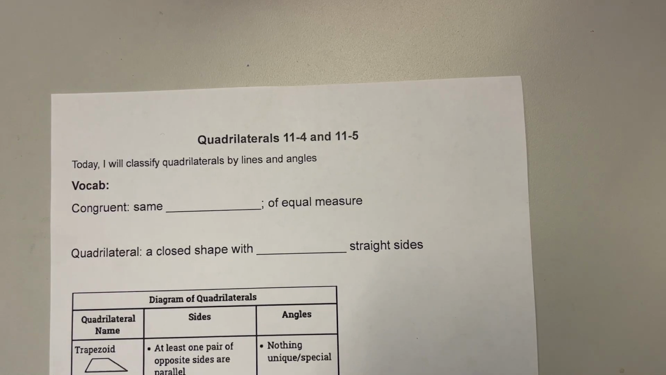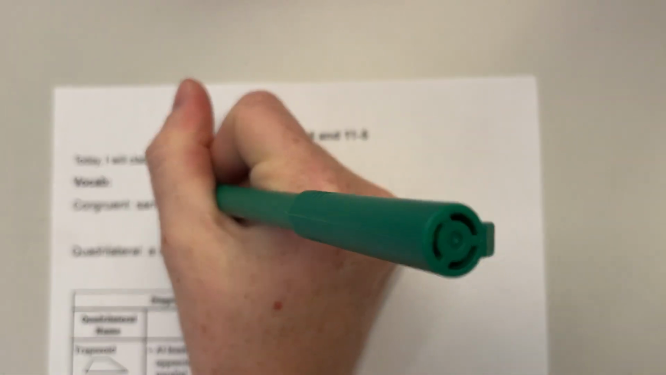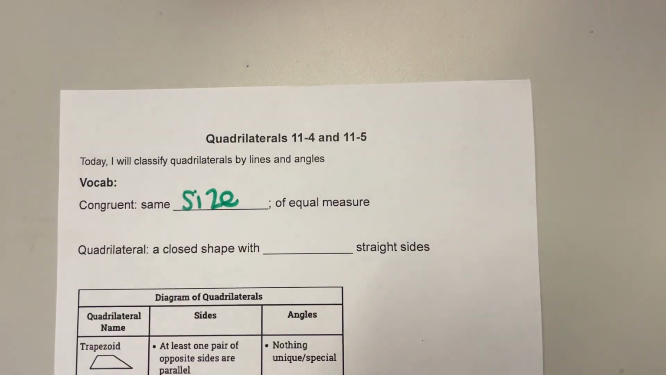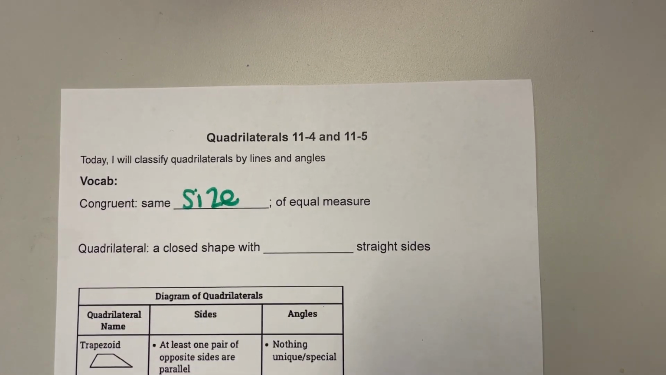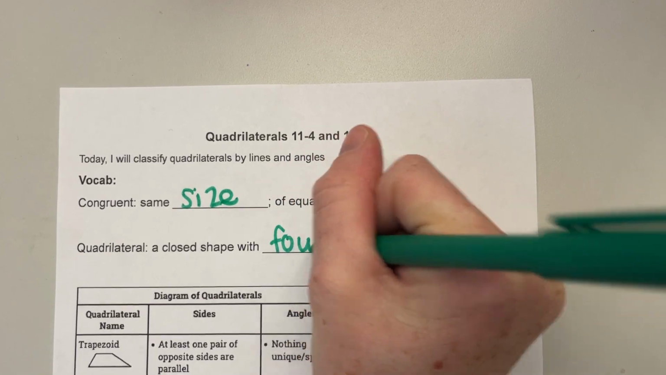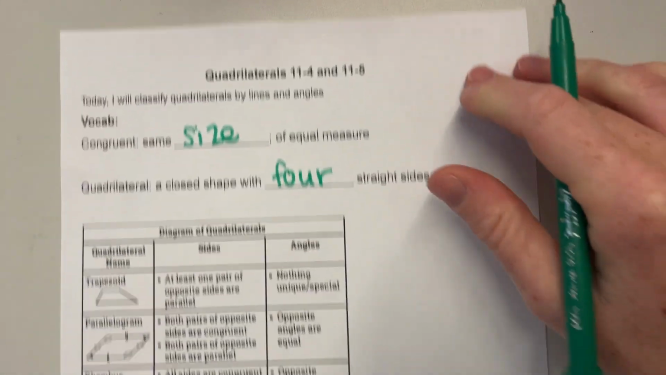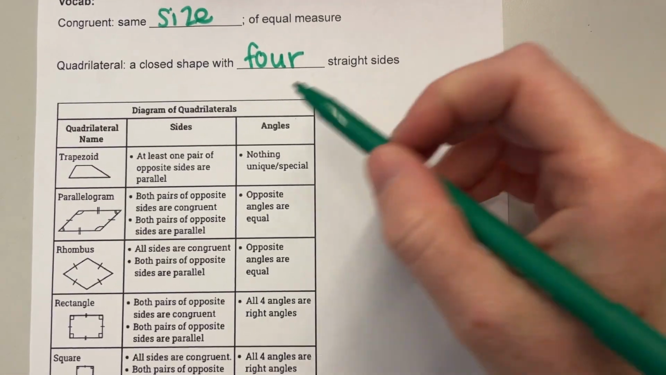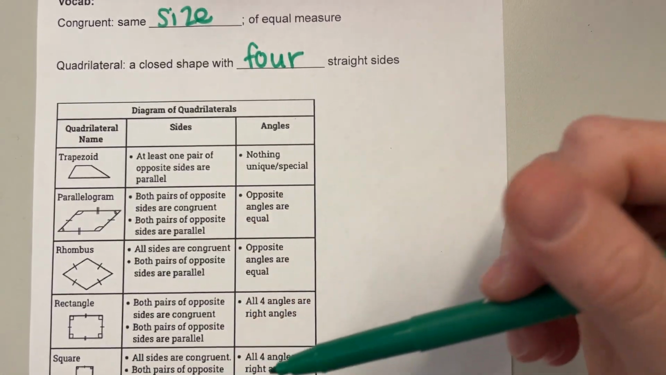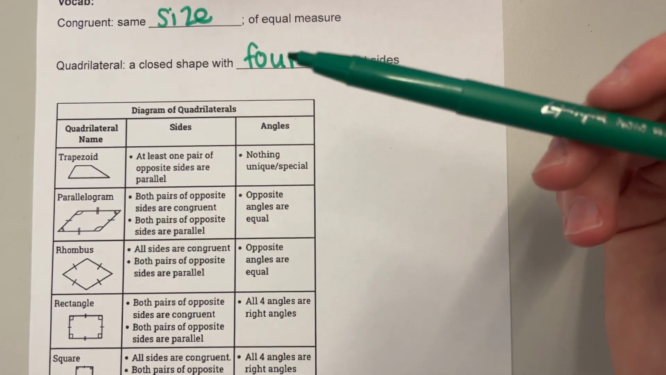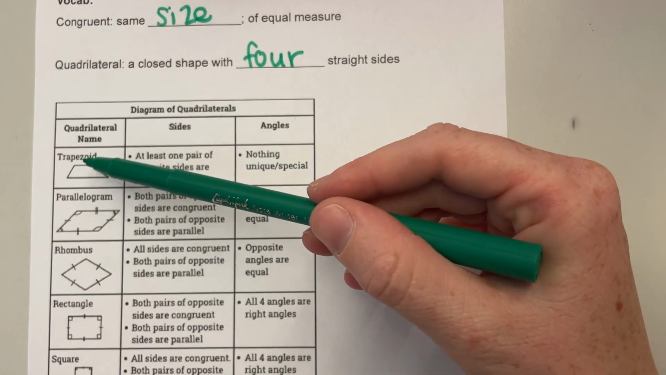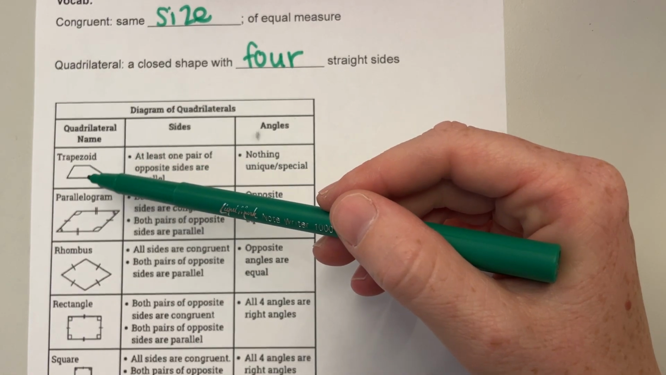So our first vocab word is congruent. That means the same size or equal measure. Quadrilateral is a closed shape with four straight sides. So today we have this diagram of shapes. Our first quadrilateral is a trapezoid.